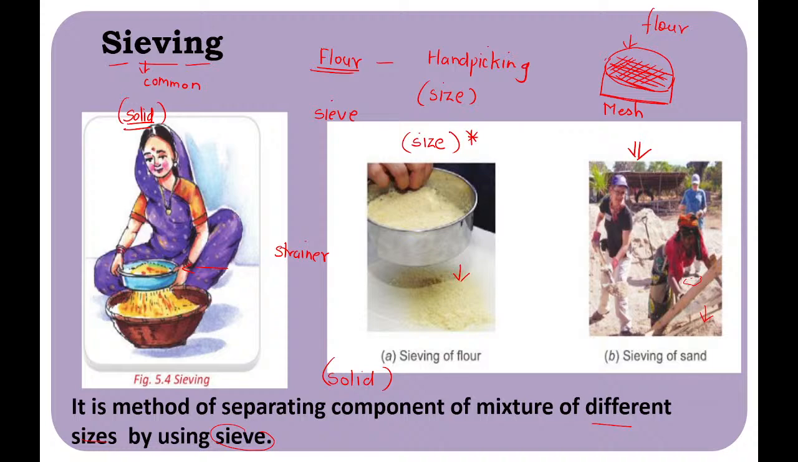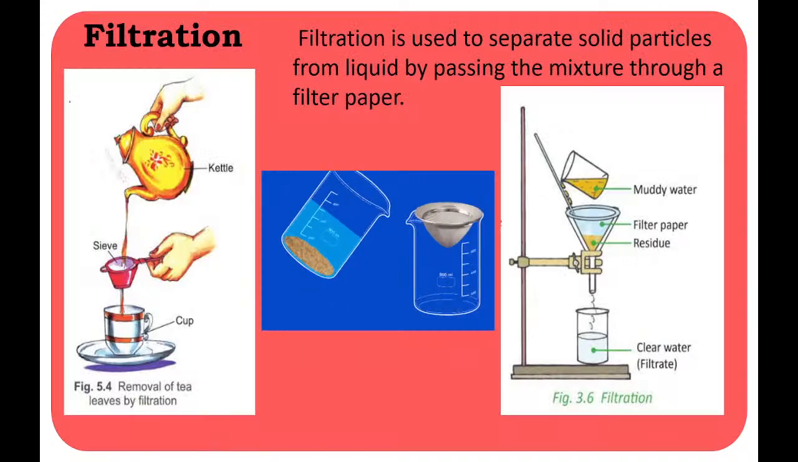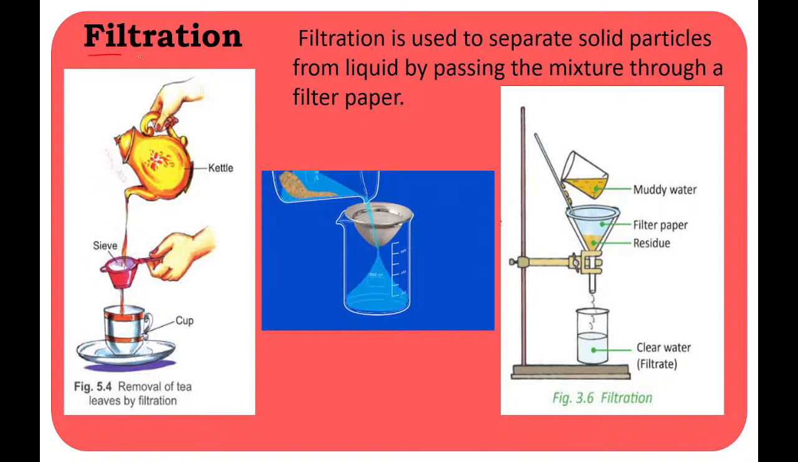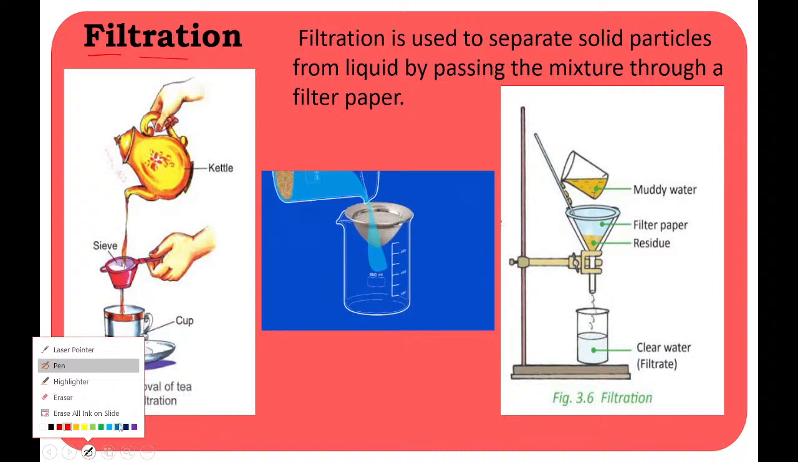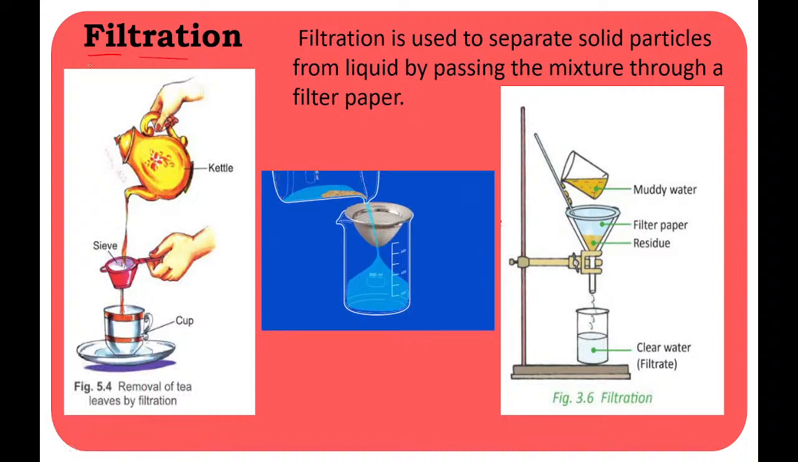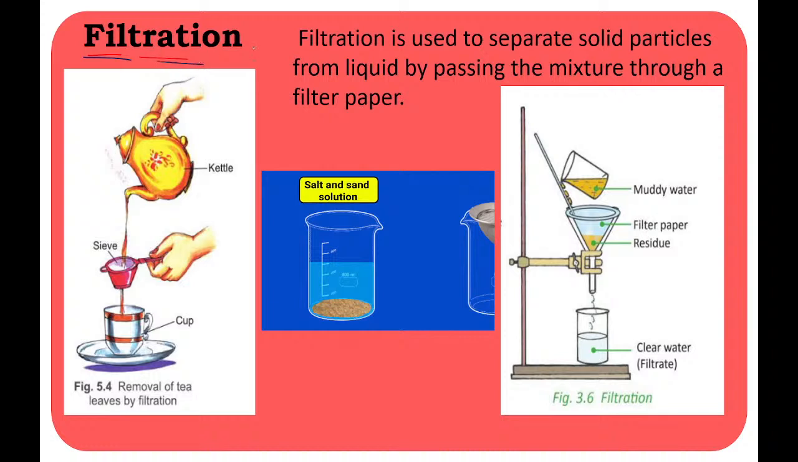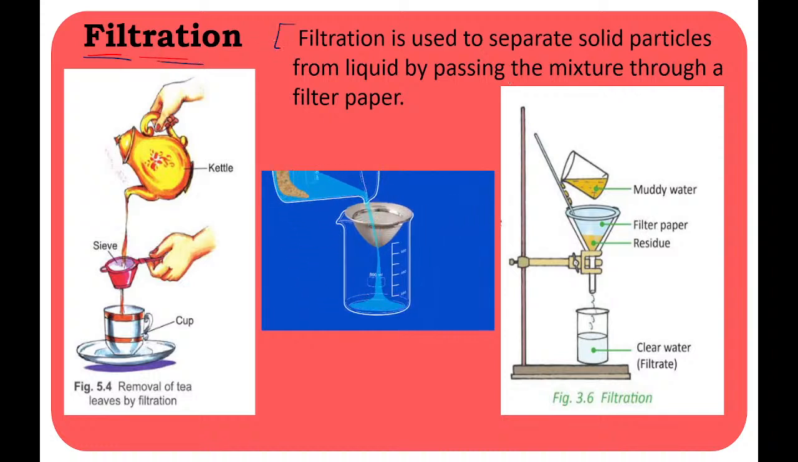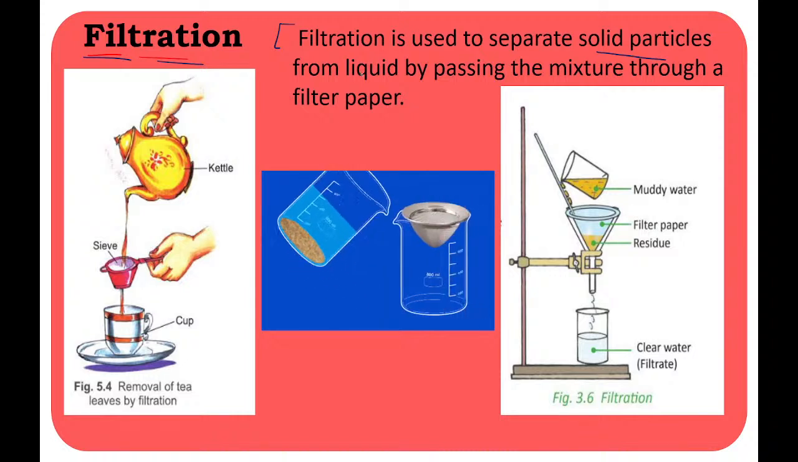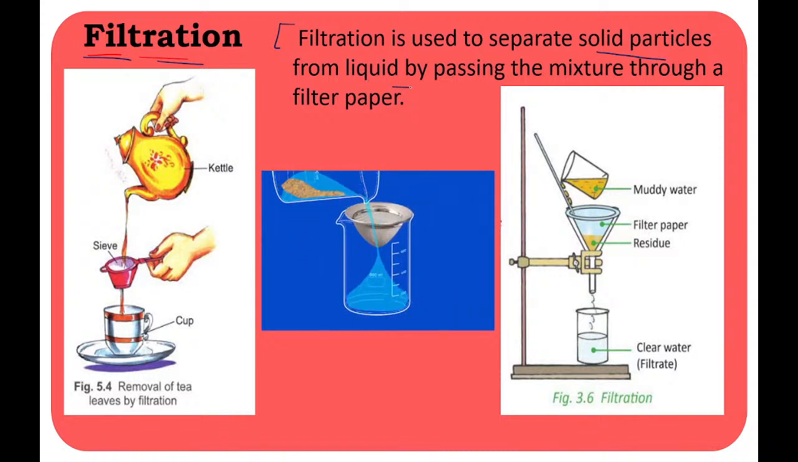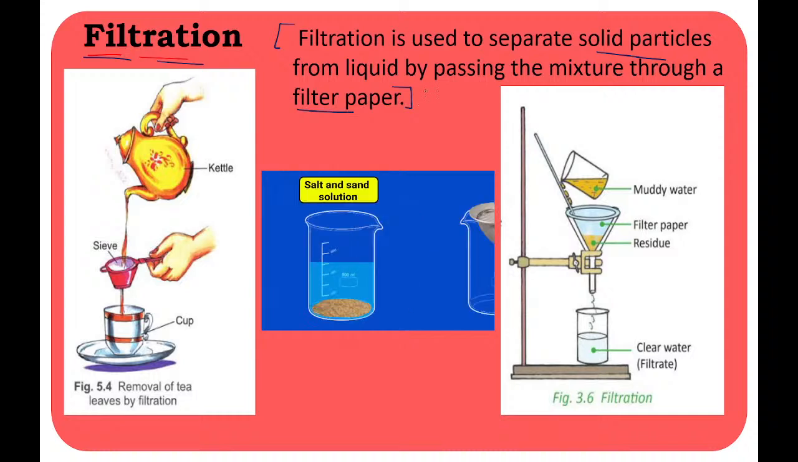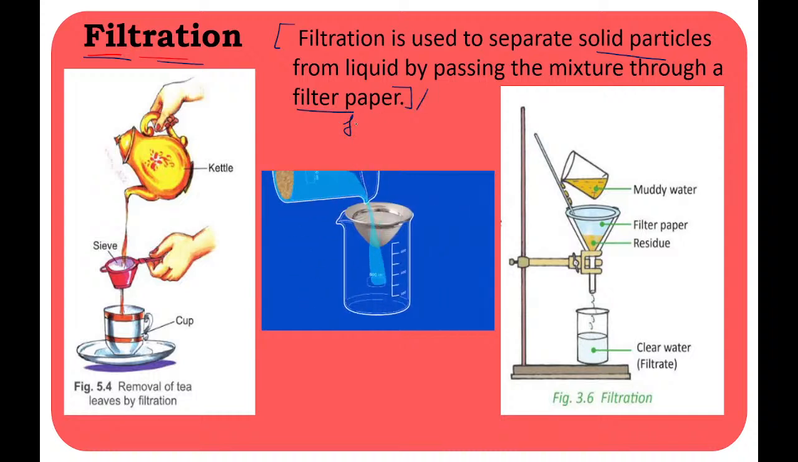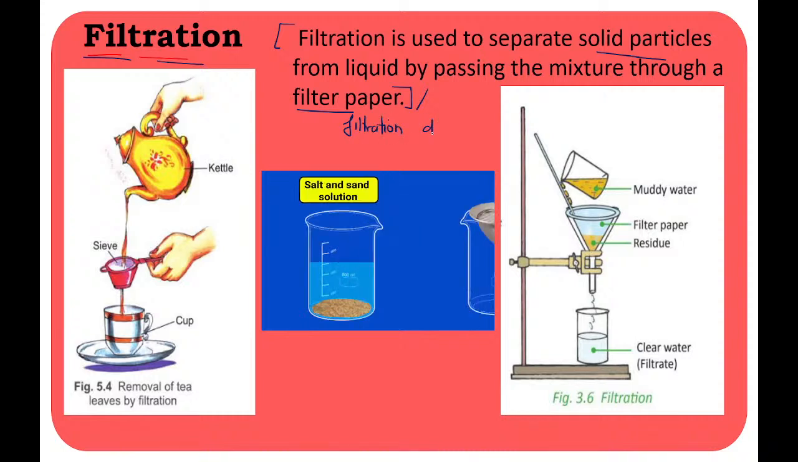Okay, clear? Let's move on to the next method called filtration. Both filtration and sieving are similar methods. Now, what is the difference between sieving and filtration? Filtration is used to separate solid particles from a liquid by passing the mixture through a filter paper or a filtration device.